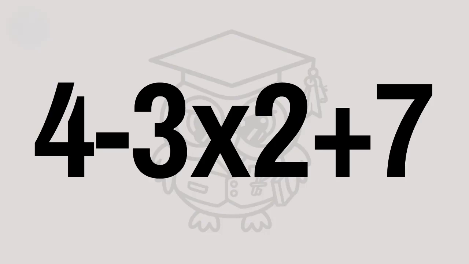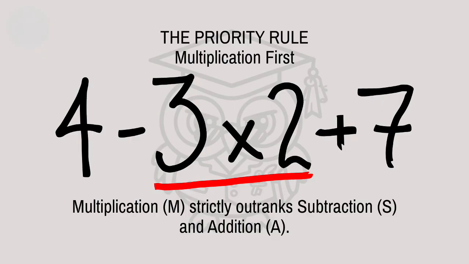Today we are evaluating the order of operations expression, 4 minus 3 times 2 plus 7. We will analyze the operator priority to simplify the string. Identify the operator with the highest priority rank. According to the rules of PEMDAS, multiplication must be performed before subtraction or addition. This makes the product of 3 and 2 the mandatory starting position.